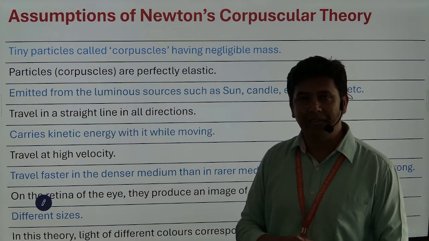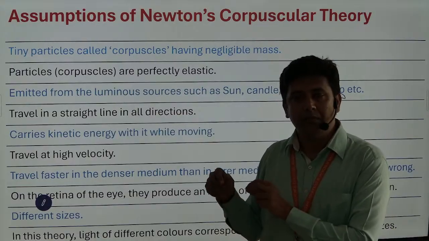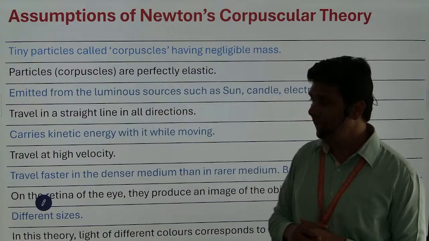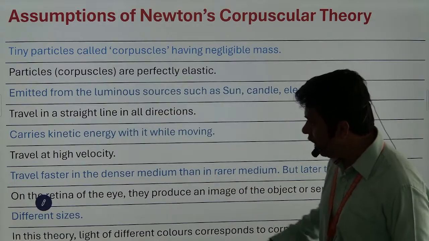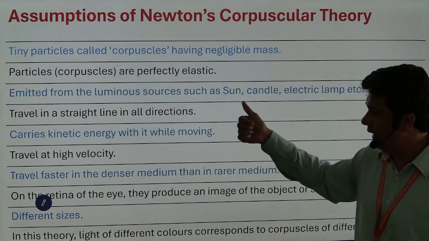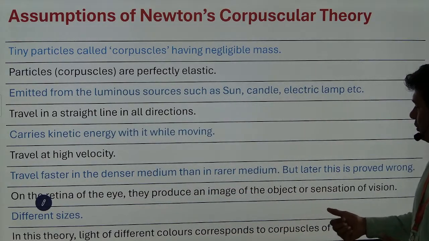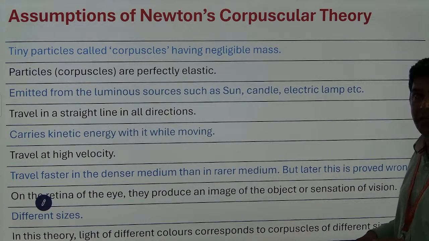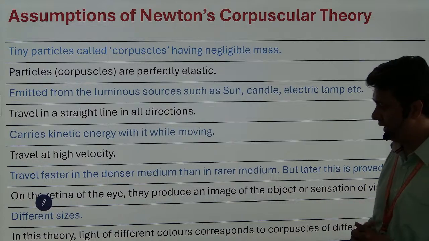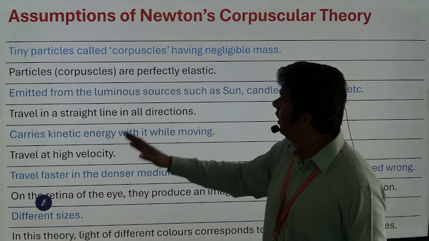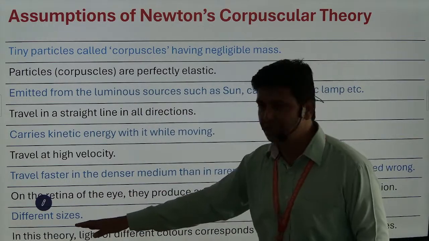The density of the denser medium will be more, and that's why the speed of light will be less. So this is also one of the drawbacks. When this corpuscle falls on the retina of the eye, it produces an image of the object and gives the sensation of vision. One more assumption of Newton's corpuscular theory is that the corpuscles have different sizes.